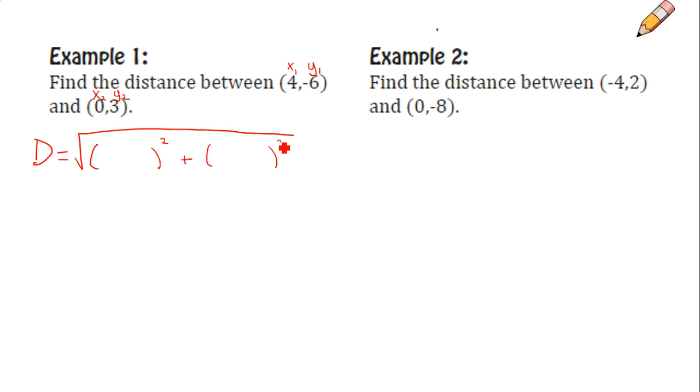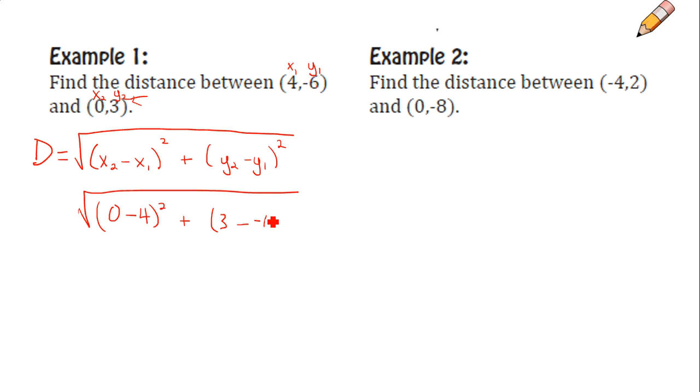So the formula has some parentheses here and a squaring. It starts with x2 minus x1, y2 minus y1, and we'll plug those values in. So x2 is 0, minus x1 was a 4, plus, now we'll get the y from the second point, 3, minus y from the first point, -6, squared. So if I calculate some of those numbers, 0 minus 4 is -4 squared, plus, now negative and a minus sign here would become a plus, so we'd have 9 squared, and now -4 squared is 16, 9 squared is 81.